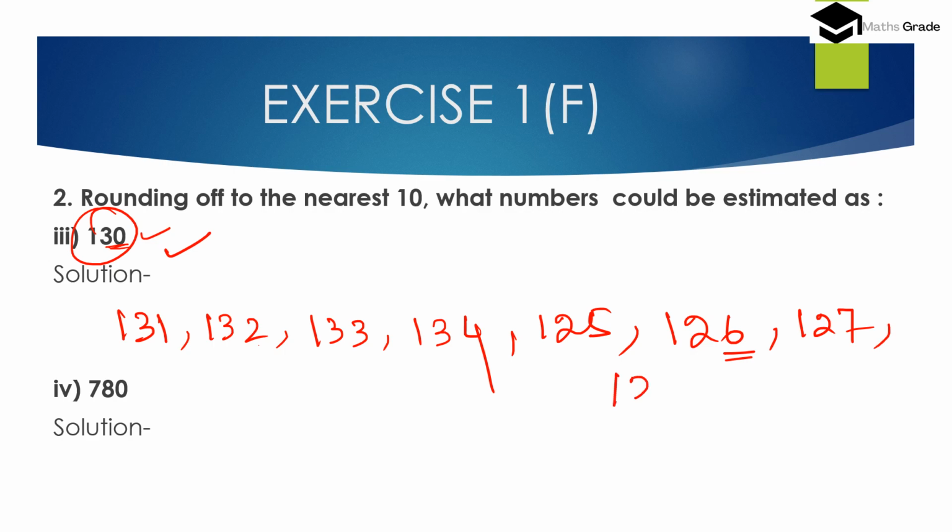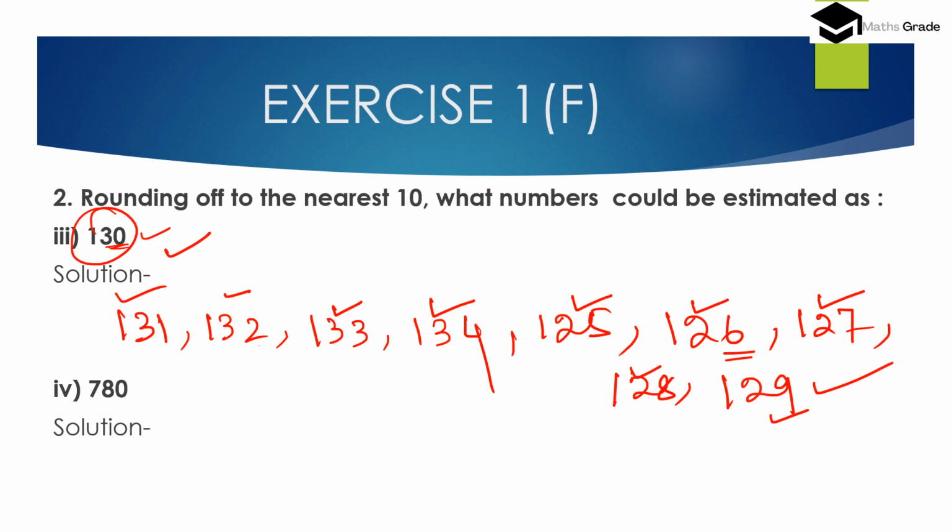Now 128 rounded to the nearest 10 will be 130 because 8 is more than 5, and 129 rounded to the nearest 10 will be 130 because 9 is more than 5, so we have to add 1 to this tens place digit 2. So the numbers are 125, 126, 127, 128 and 129 rounded to the nearest 10 will be 130.